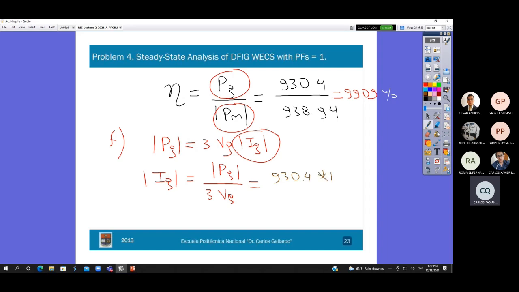Okay, so substituting the values, I have 930.4 times 10 cube. This is the grid power. We have already computed this value. Okay, over 3 times, what is this value? The grid voltage is the rated value, but in this case I am using the line to neutral voltage, okay? So the line to line voltage is given by the manufacturer, but I need the line to neutral voltage. That is the reason it is over the square root of 3, okay? Therefore, the grid current is equal to 565.44 amps.